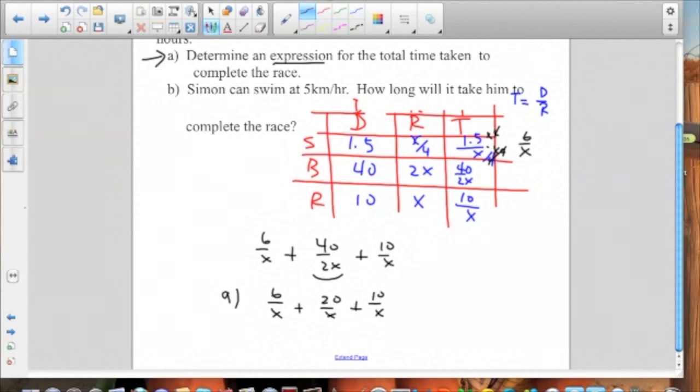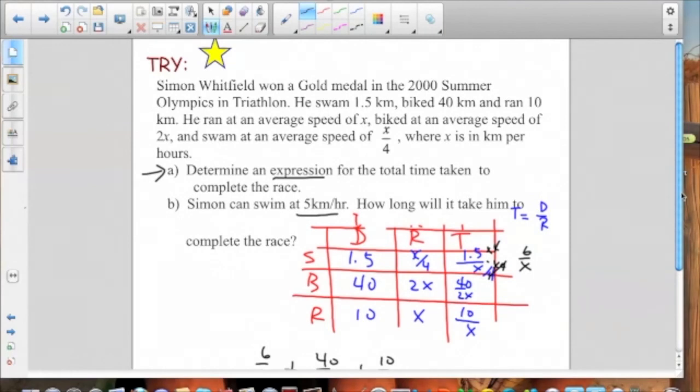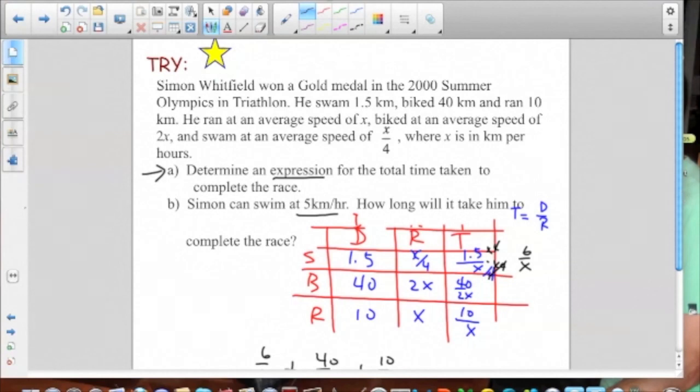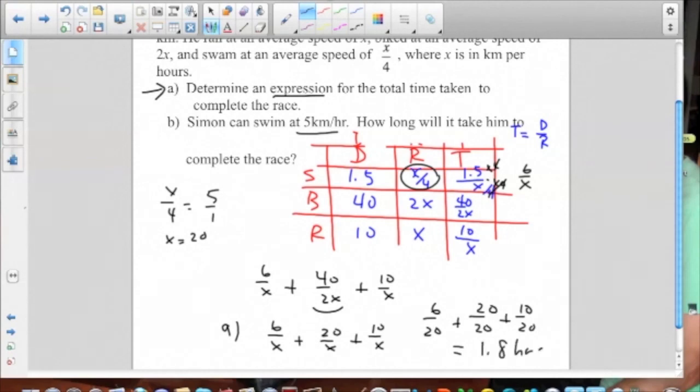Now to get the answer to B, we are just going to substitute, because they gave us a rate of 5. We go back up to our table, and the rate of the swim is x over 4. We know that equals 5. So we just cross multiply, and x equals 20. And so we get 6 over 20 plus 20 over 20 plus 10 over 20, and we get an answer of 1.8 hours. So that's how long it took him. Okay, that's the end.